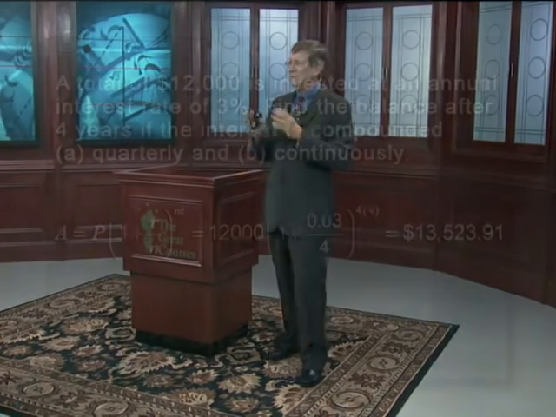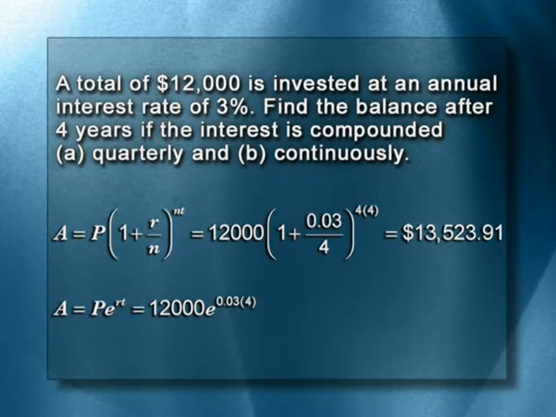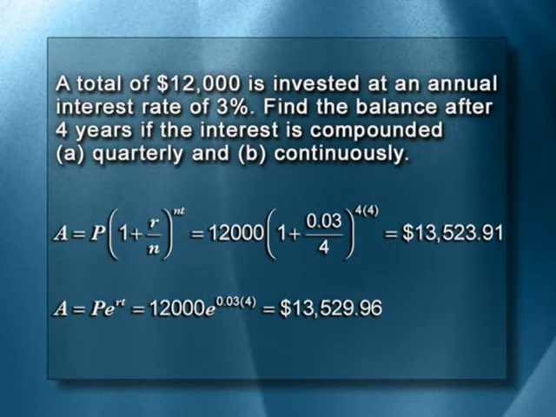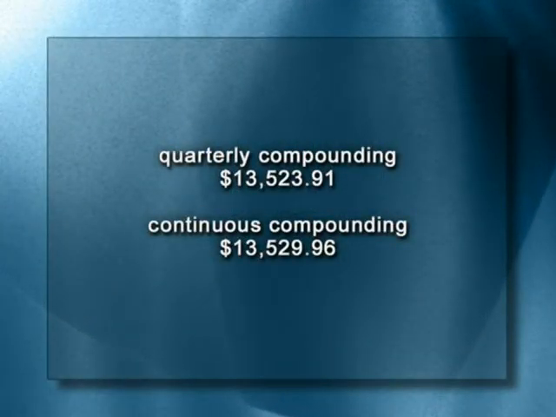How about continuous compound interest? Well, this is easier. It's 12,000 times e to the rt. R is 0.03 and t is 4. Punch that in your calculator, you get $13,529.96. As I said earlier, this function is in the calculator, so it's not like it's some obscure calculation. And notice your answer, you got a little bit more money, didn't you? What is it, almost $6 more.